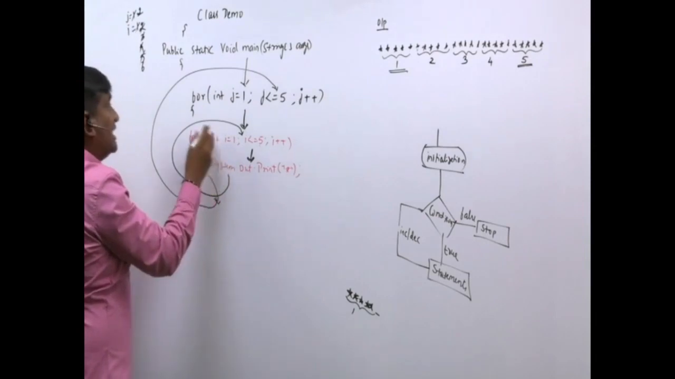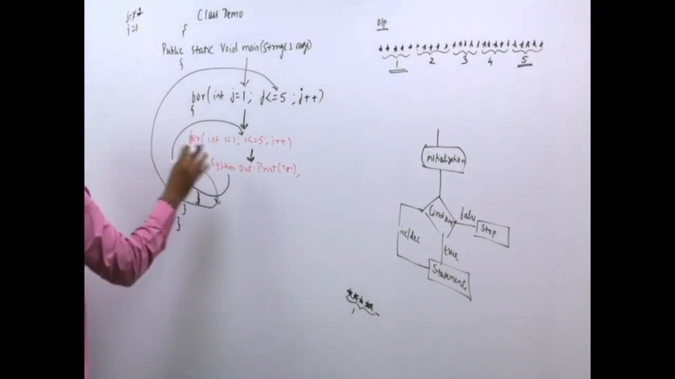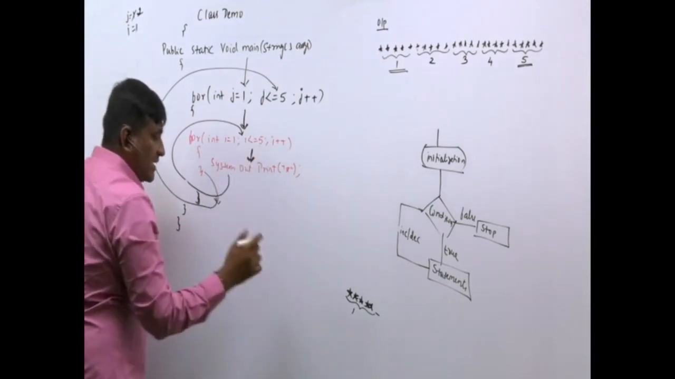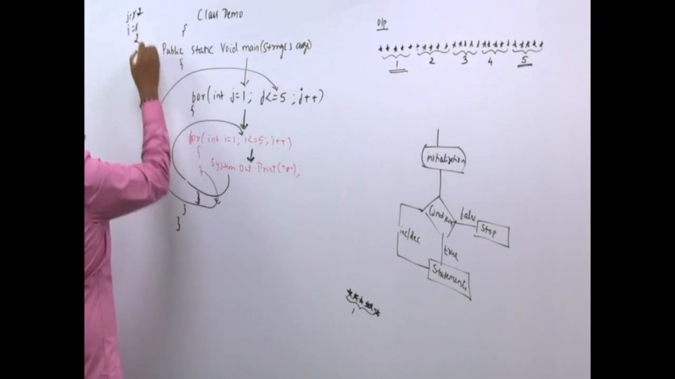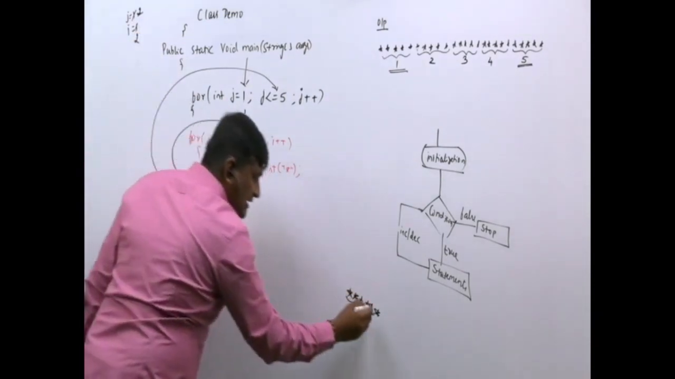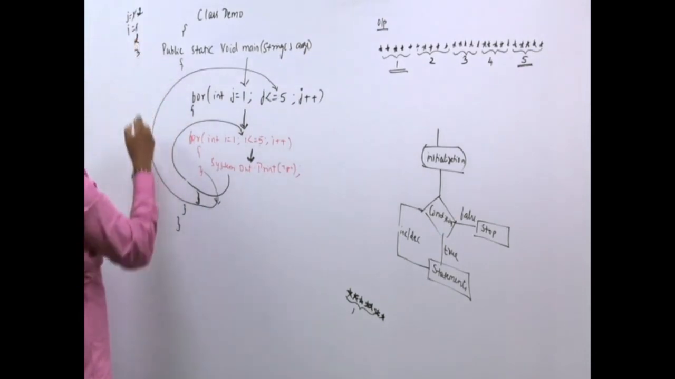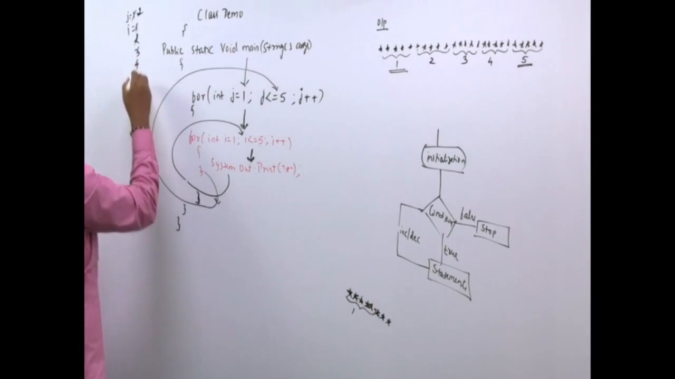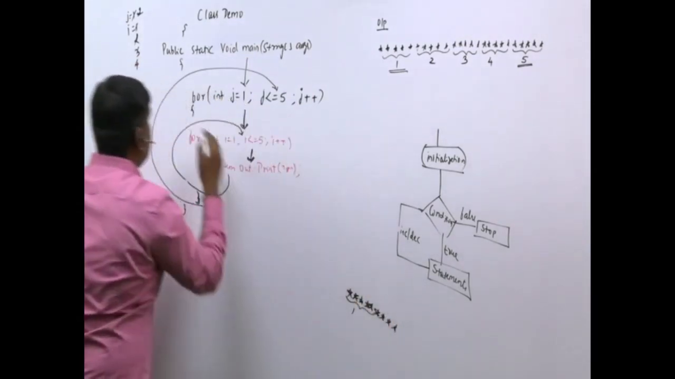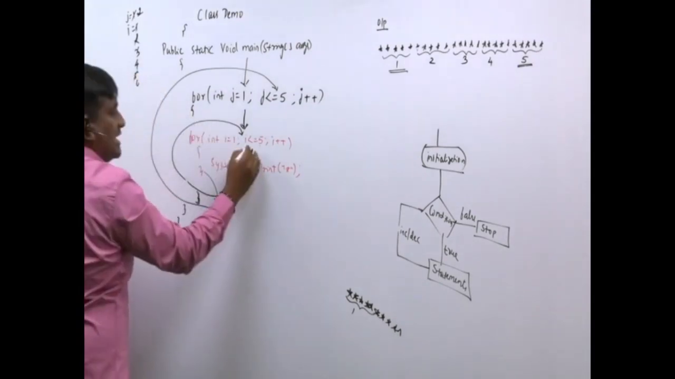Now again it will start from initialization. Now I value becomes how much? 1. So I value is 1. Is 1 less than or equal to 5? Yes, come inside. Print star. Again, go back. Increment, 1 becomes 2. Is 2 less than or equal to 5? Yes. Print star. Again, go back and check the condition. I becomes 3. Next, it will print. Increment, 4. It will print star. Increment, 5. Print star. And finally, when it becomes 6, the condition fails.